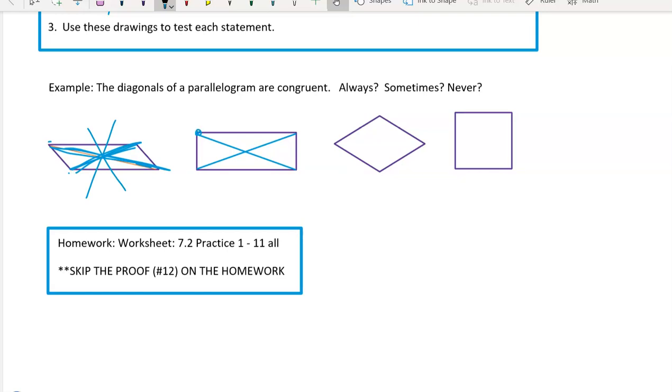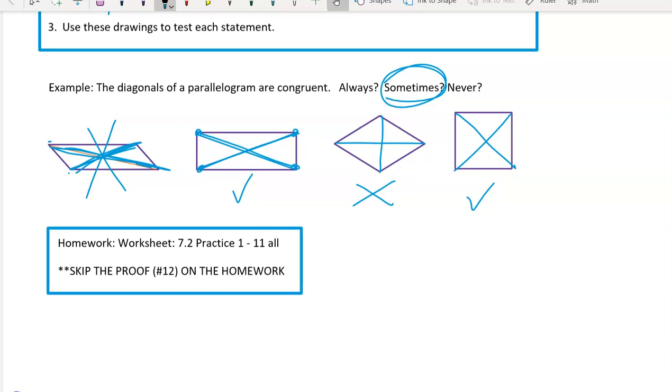But when I look at this special situation, when I look at a rectangle, they are congruent. What about for a rhombus? On a rhombus, they're not congruent. On a square, they are congruent. So for this one, it looks like sometimes is definitely going to be our answer. The diagonals of a parallelogram are sometimes congruent, and that only happens if it's a rectangle or a square.